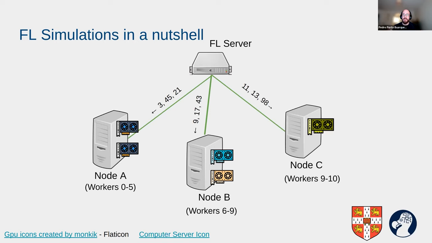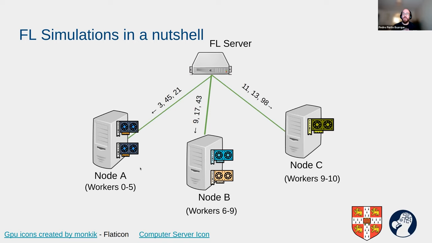So the simulation is very similar to the real thing, except that sometimes you do not have enough resources to start a single process for each one of your possibly thousands of clients that you're sampling. So you sample IDs, you send these IDs to individual nodes. These nodes might contain a concept of a worker. A worker is nothing but a process that will execute the training of multiple virtual clients.